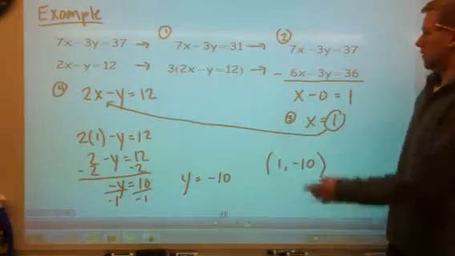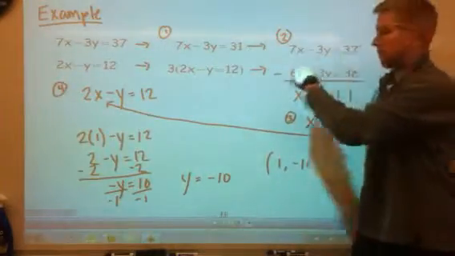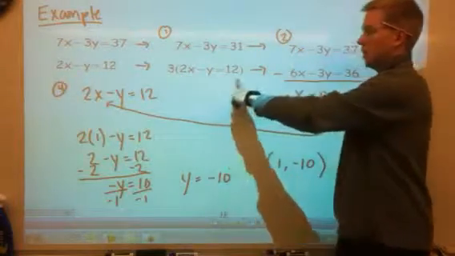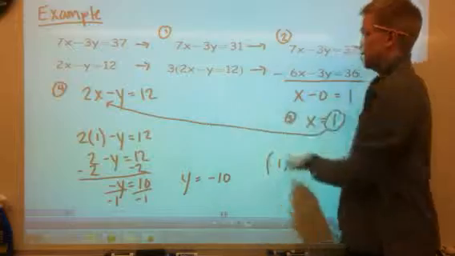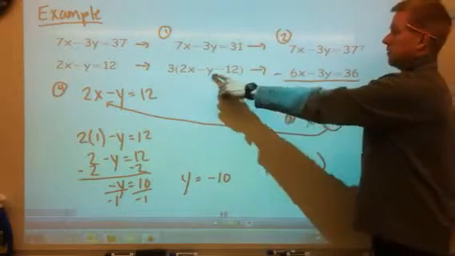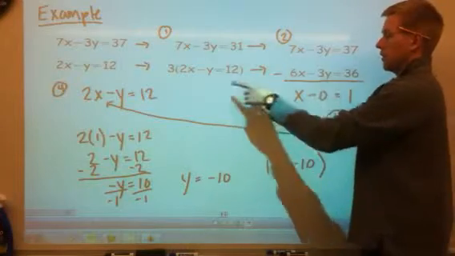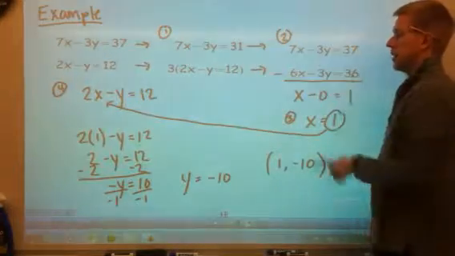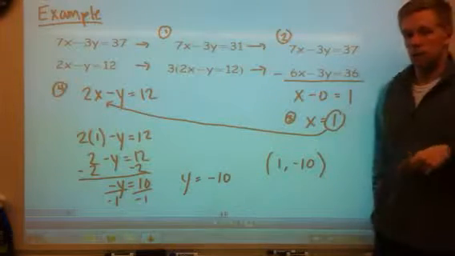And when I do that, come over here, I'm left with, again, remember, the top equation, I'm not doing anything to. I'm just multiplying this 3 by the bottom equation because I want to get it to eliminate this 3. I want these 3's to match up. So when I do that, I'm left with 6x minus 3y, which is what I wanted, and then 3 times 12 is 36.